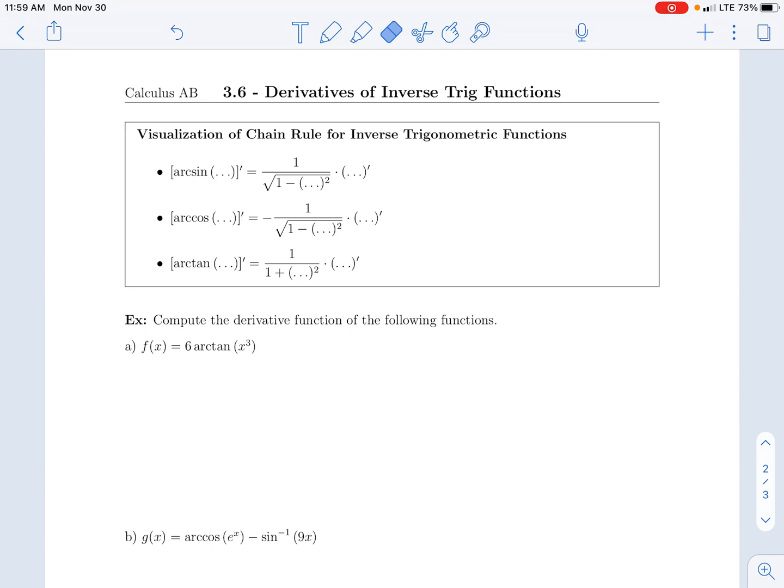And so, similar idea with the derivative of arc cosine of parentheses, that's negative 1 over the square root of 1 minus the parentheses squared times the derivative of the parentheses.